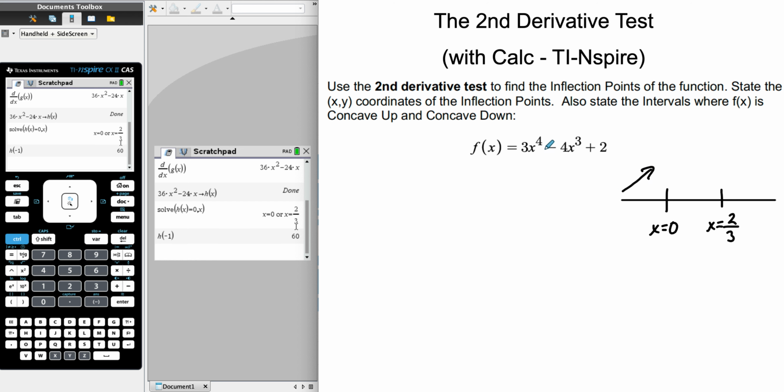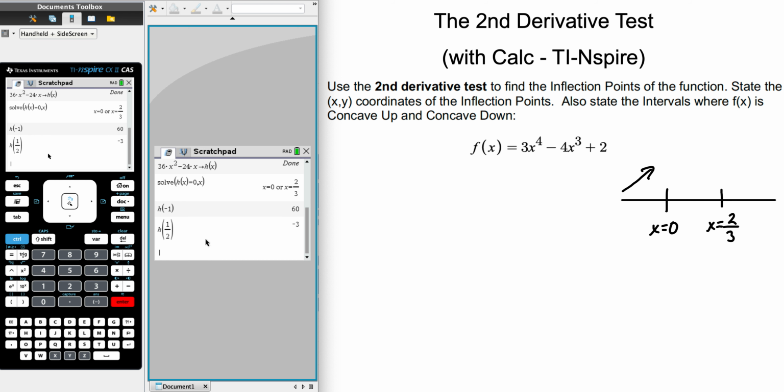Now, in a polynomial like this, it's just going to alternate. But let's just put in values just to make sure. So between 0 and 2/3, right, we could put in 1/2. So I'll put in 1/2 here, and we get a negative number like we thought. Right, so that means it's concave down. So we'll just record an arrow going down.